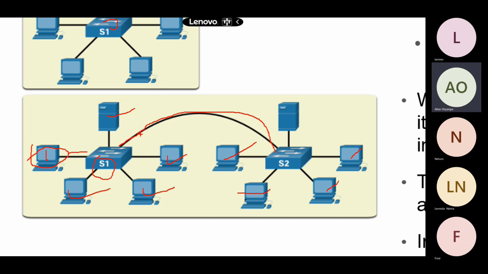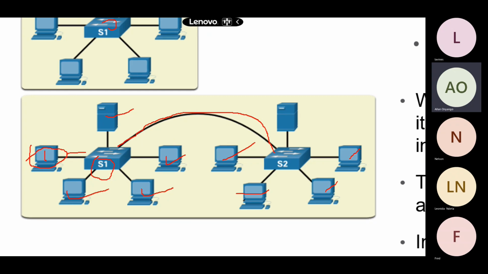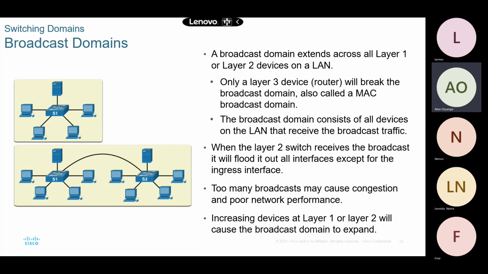Now, the only device that blocks broadcast from being forwarded is a router. So a router does not forward broadcast. If you had 1,000 switches and at the end of it, all of them are connected to a router, all the switches will forward the broadcast, but the broadcast will stop at the router level. Okay, so the whole of this will be called a broadcast domain.